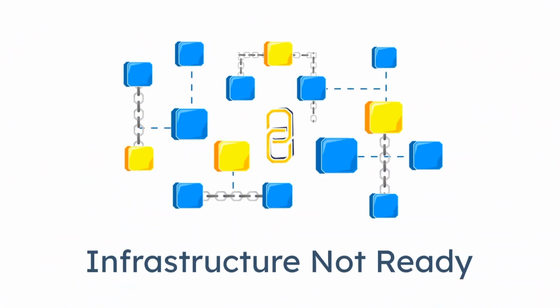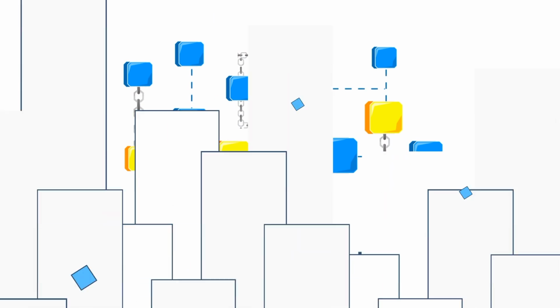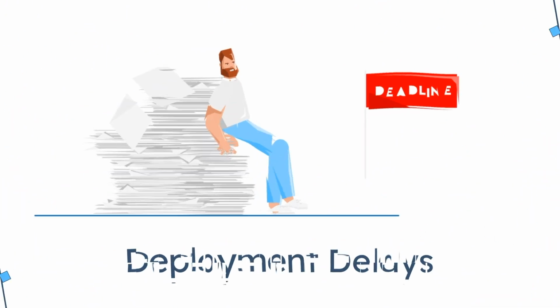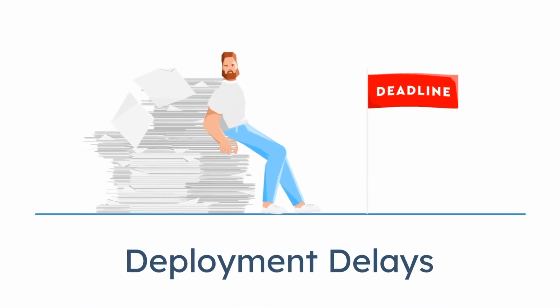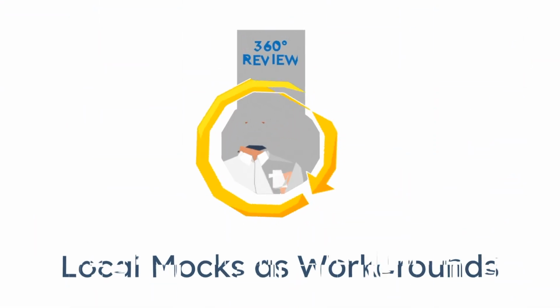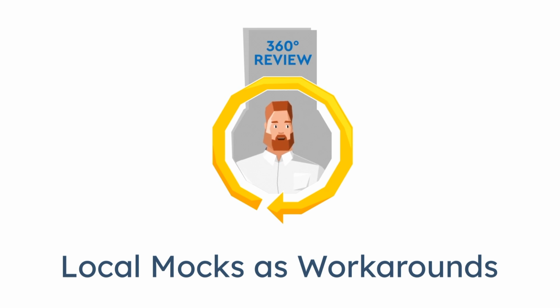Infrastructure may not be ready. API development could be in progress. Sometimes, deployment takes more time than expected. And even lack of test data can impact dev testing. In these situations, almost every development team relies on local mock APIs to test their features.